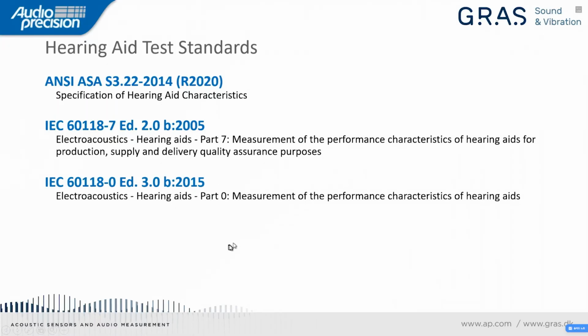Another IEC standard in that same group is IEC 60118 Part 0. It's simply called Measurement of the Performance Characteristics of Hearing Aids. This has a lot of the same tests, but it's the kind of standard you would use if you're qualifying a hearing aid as a new product and you want to produce a data sheet. So there are further tests. It covers a wider frequency range, for example, and there are some extra tests required in that standard.